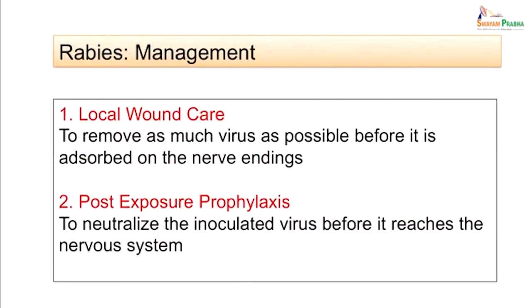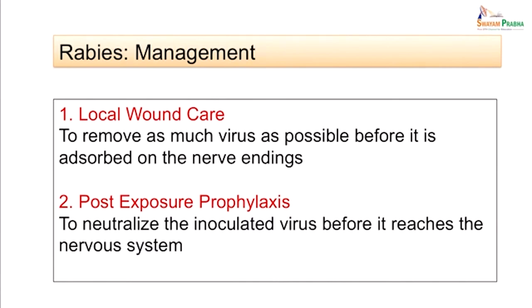Now, coming to the management. The treatment of rabies is aimed at the prevention of the development of rabies. The most important aim is to prevent the rabies virus from spreading to the central nervous system from the site of the inoculation. So the management involves local wound care to remove as much of the virus as possible before it is adsorbed on the nerve endings.